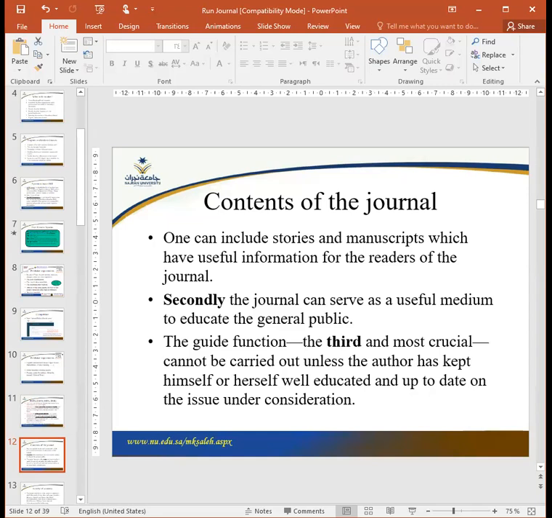An ignorant author is no less than a weapon of mass destruction, because instead of guiding the reader, he or she misguides the public and the readers at large.